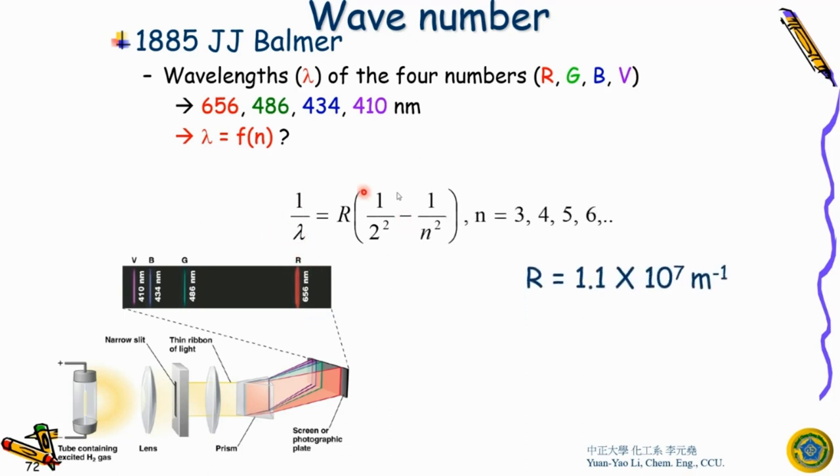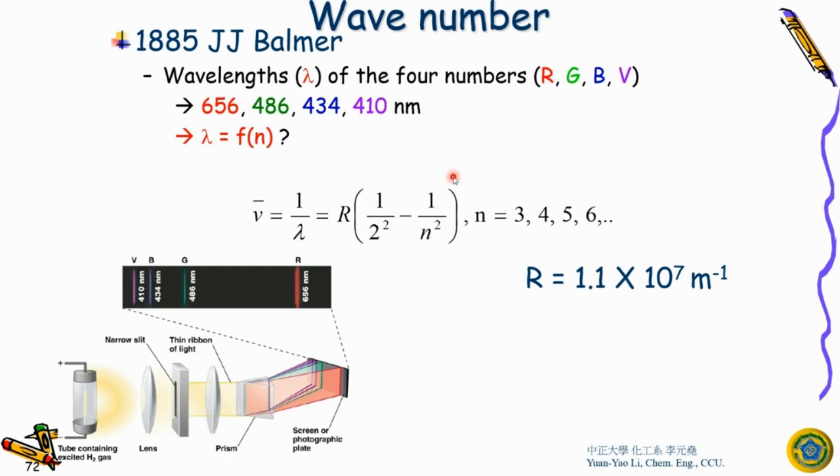if I write down something like this, where R is a constant, this equation can represent these four numbers, starting from n equal to 3, 4, 5. If I have n equal to 3, I put it here, I get this number. If I put n equal to 4 here, I get this number. Isn't it wonderful if we have an equation to represent these four numbers? Okay, wow.